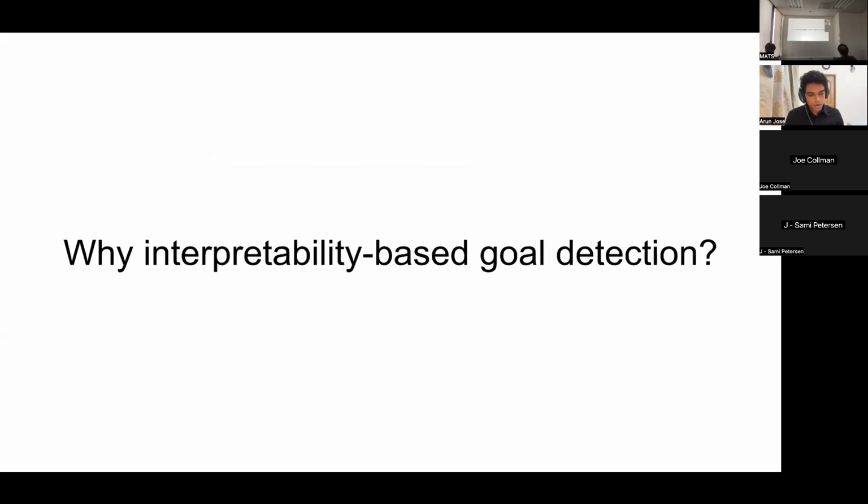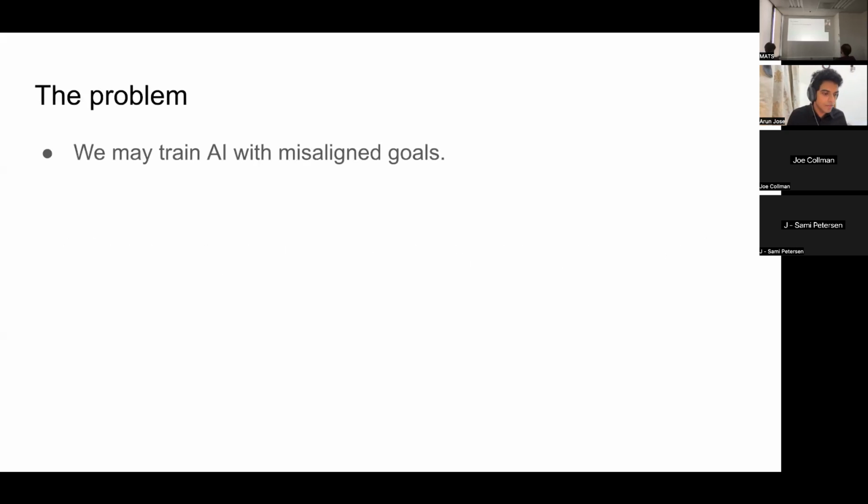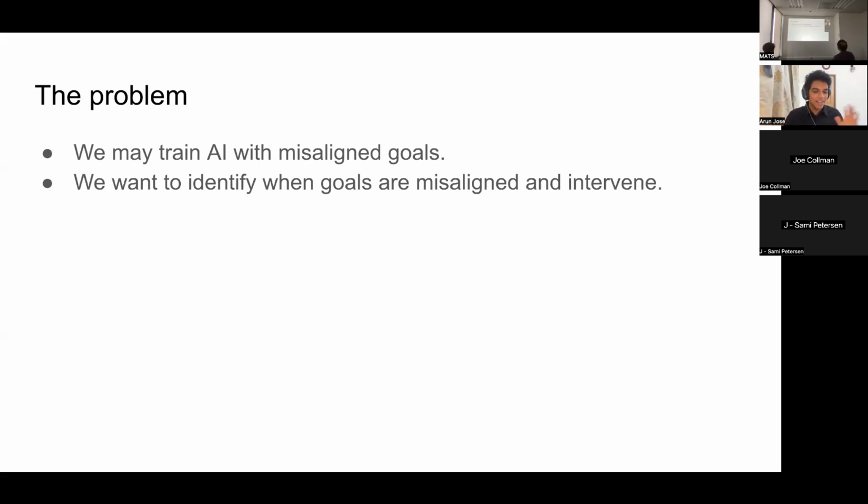So why interpretability-based goal detection, and what do we mean by that at all? We'll start with a very simple framing of the problem. This is a framing that's intuitive to our version of the solution, but it seems to describe the overall problem well. The idea being we may train AI that has misaligned goals.